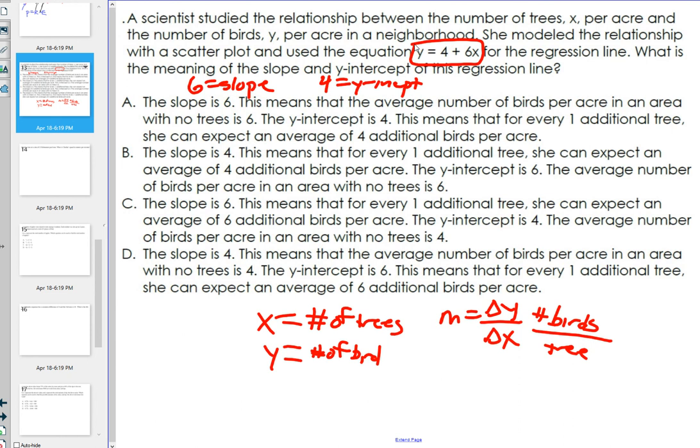So let's see, there's a lot of words. The slope is 6, so I know it can't be D or B, because there they tell you the slope is 4. Then an area with no trees, no, it's not going to be that one, because no trees is the y-intercept. So the slope is 6, which means that for every one additional tree, you can expect an average of 6 extra birds, and the y-intercept is 4. Yeah, so it's going to be.